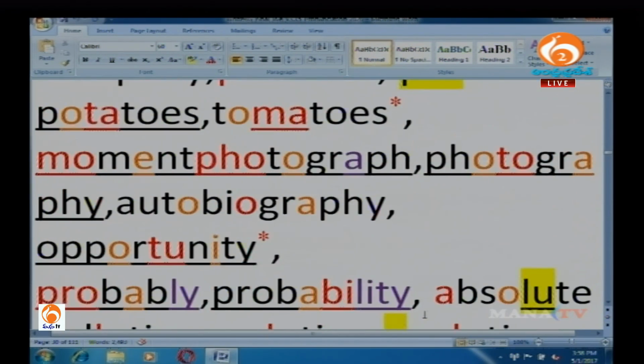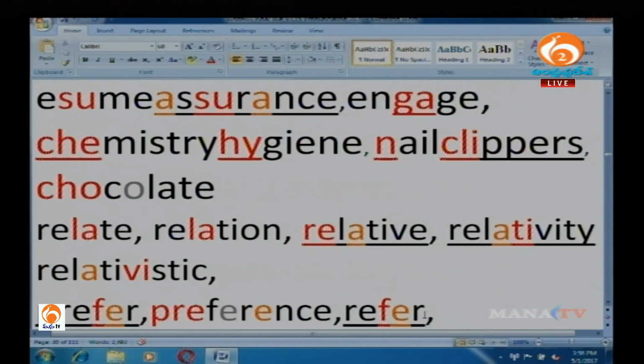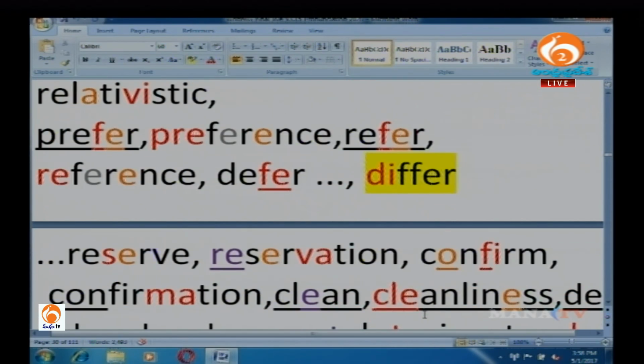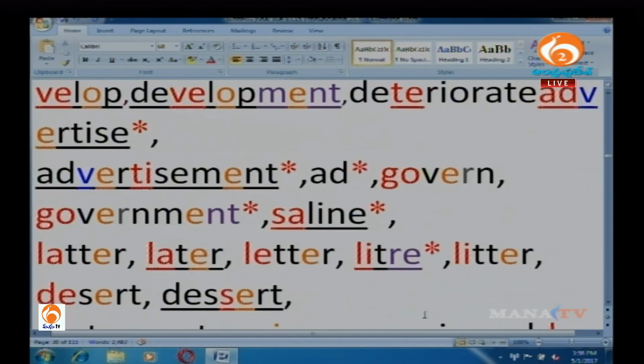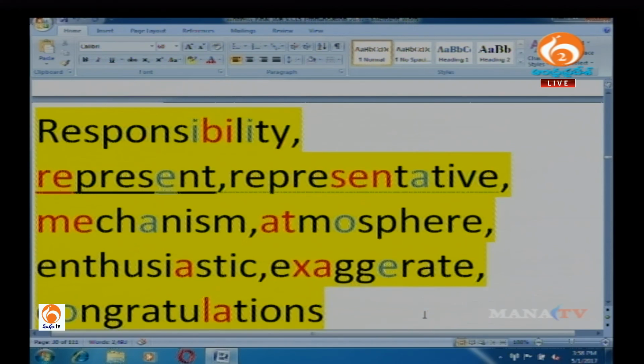So let's go over a few. All these 130 words are available on Spoken English 2020. You can go over all of them and repeat the red part louder. Your accent will be very good. If you have very long words, say them slowly. For example, this one: "responsibility." This one, "represent," "representative." This one, "mechanism," "atmosphere."